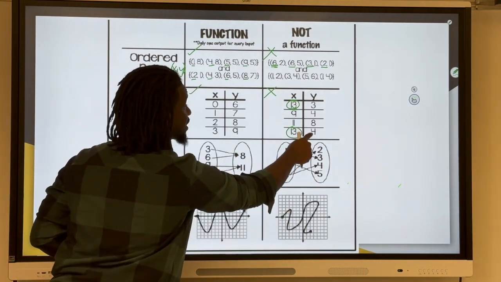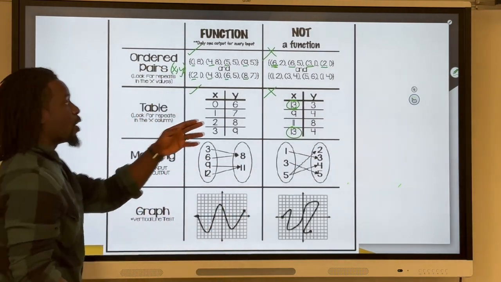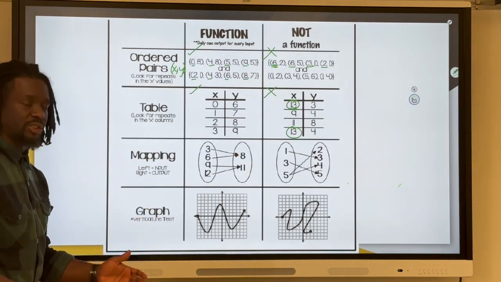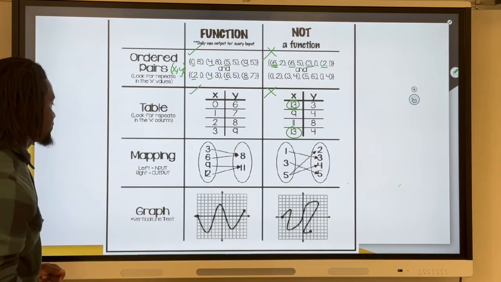Again, what I want you to see is the two 4s over here, that doesn't matter. Okay? Again, I'm only looking at the x's to determine whether or not it's a function, not looking at the y. The x's determine whether or not it's a function.